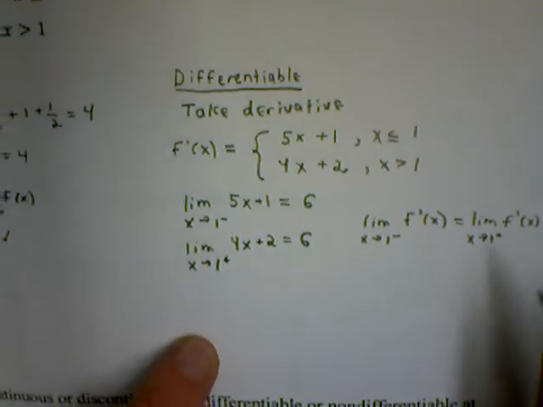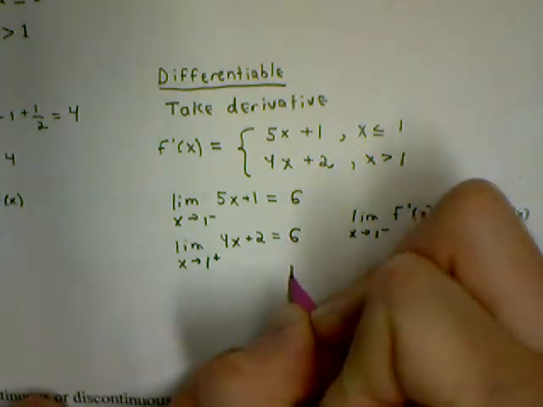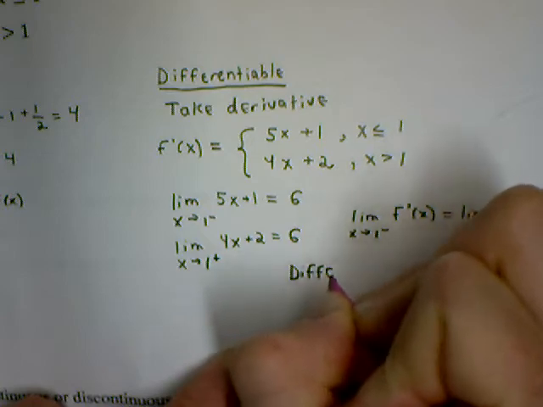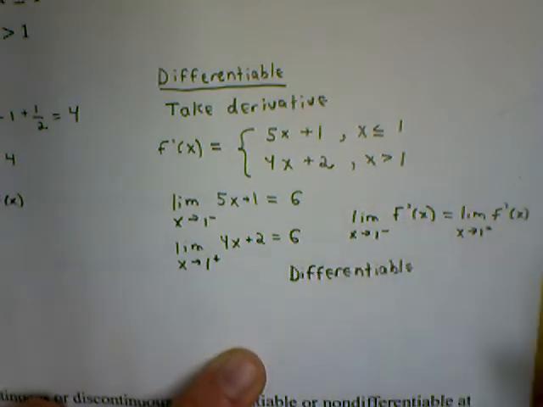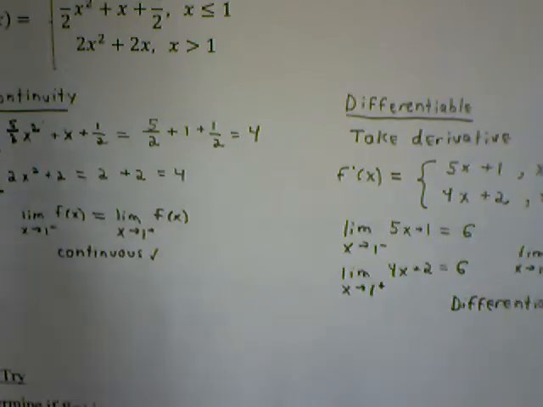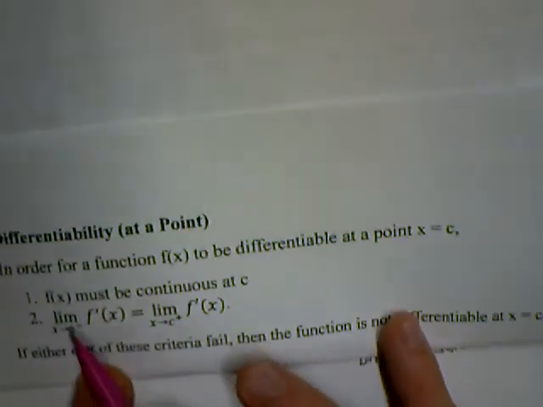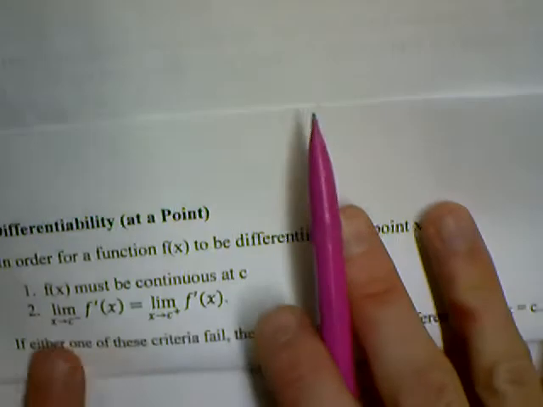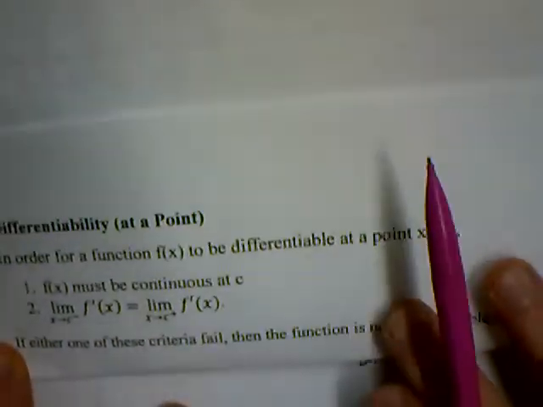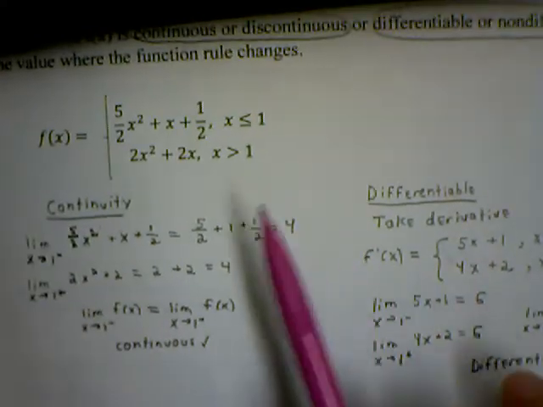So the function is differentiable. You could say, yes, it's differentiable. All right, so let's connect this back to what we talked about before. For a function to be differentiable, you have to check the continuity and the left hand and right hand derivative. That's what I did here. I checked the continuity with the limits, and then I checked the left hand and right hand derivative.